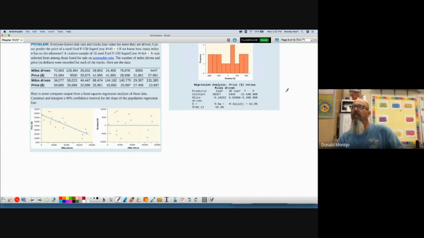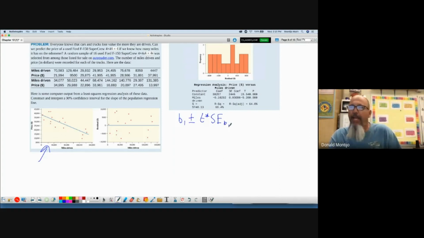Underneath, they give us a computer output. They give us the scatter plot with the prediction line, and they give us the residual plot. We need to construct and interpret a 90% confidence interval for this. Well, we looked previously at the formula for the confidence interval of the slope of a regression line. Remember, every confidence interval is estimate plus or minus margin of error. So that's the formula we're looking for.